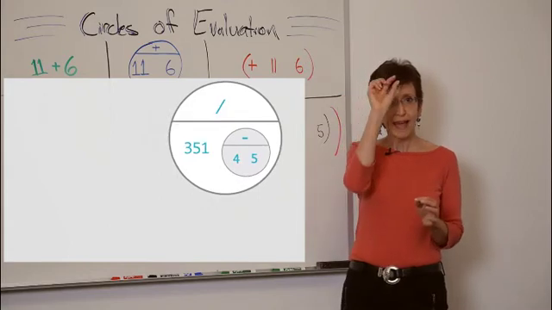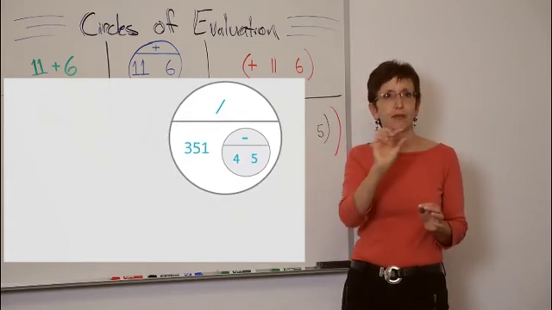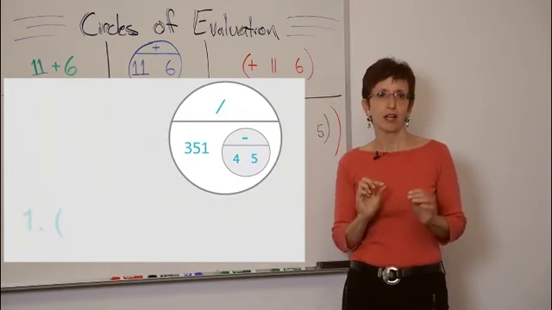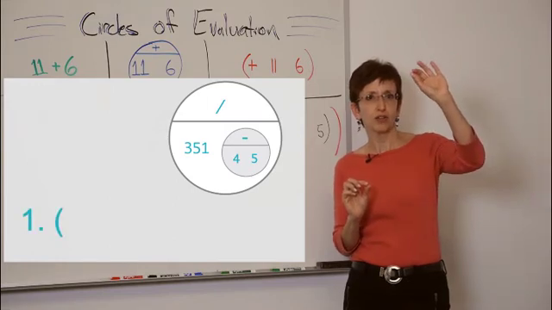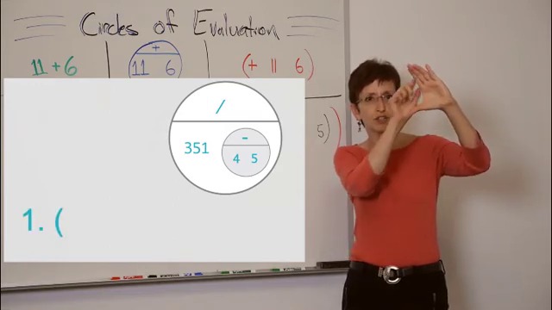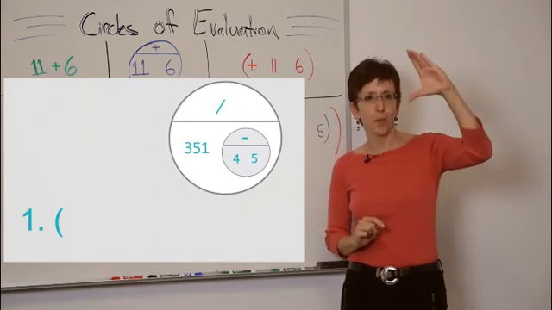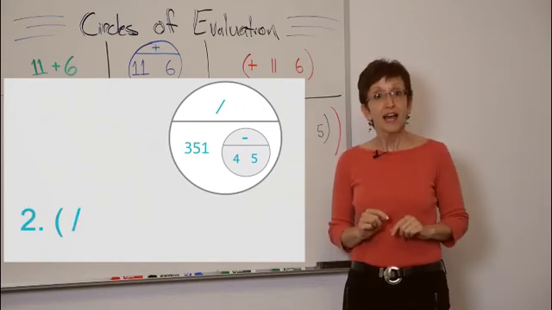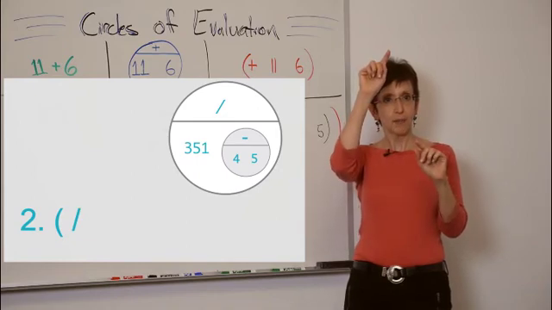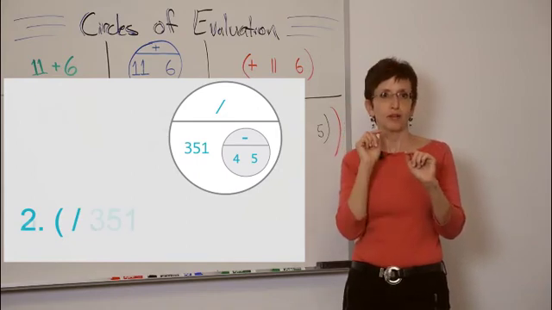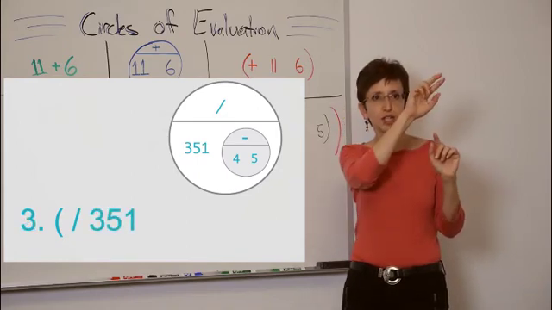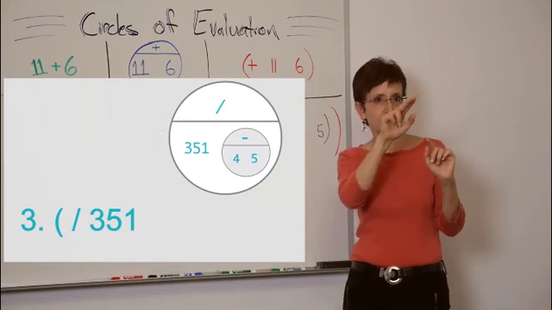Picture a small ant who's trying to visit every symbol in a circle of evaluation. First, the ant has to enter the circle, crossing over the curved boundary. That boundary gives us the first symbol in our program, an open parenthesis. Then the ant visits the function on the top, where it finds the division symbol, and then the ant crawls from the left to the right, starting with the number 351.